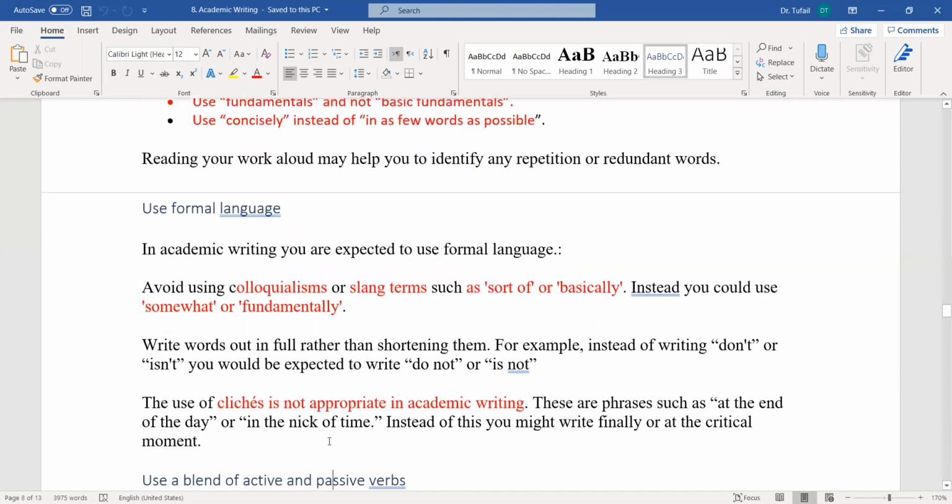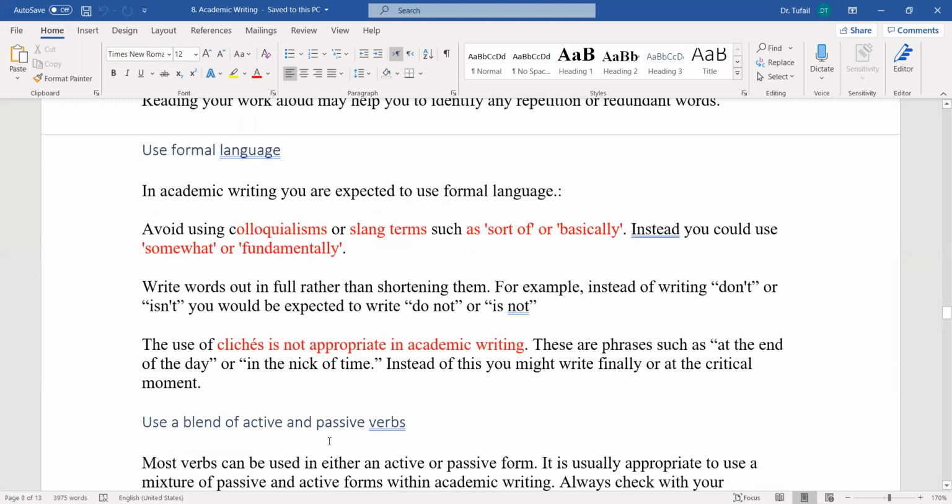You know that academic writing is basically a formal pace of writing in which your style and tone are formal. Here you don't use colloquialism. What is a colloquialism? The language we use in common everyday life.